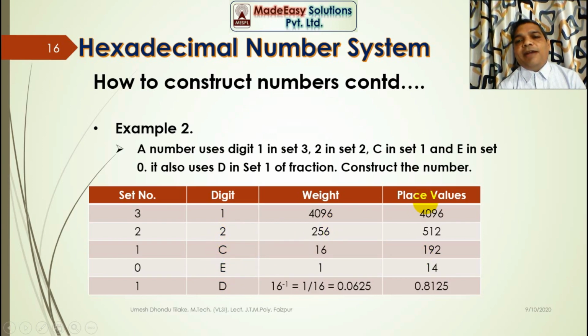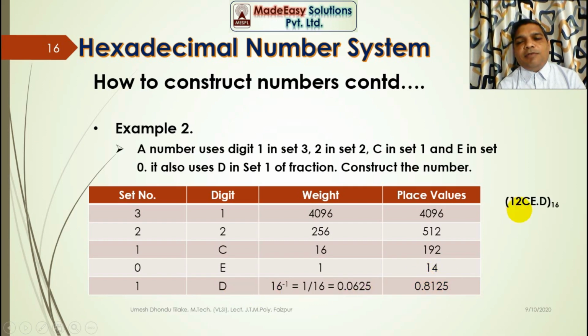Okay, because we are finding out place values in decimal, we have to consider the decimal equivalent of these letters. So the decimal equivalent of C is 12. So 12 multiplied by 16 is equal to 192. E, that is 14 multiplied by 1, we have the place value equal to 14. D, that is 13 multiplied by 0.0625, we get 0.8125 as the place value of this digit D.